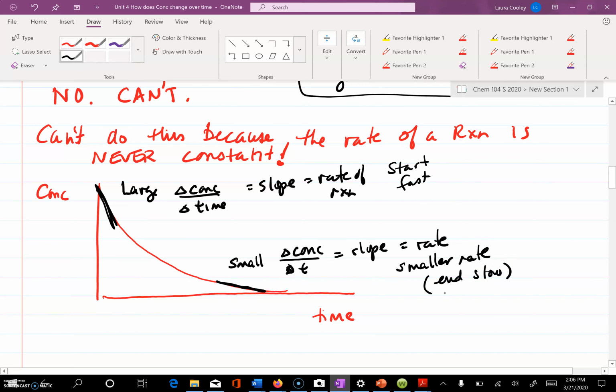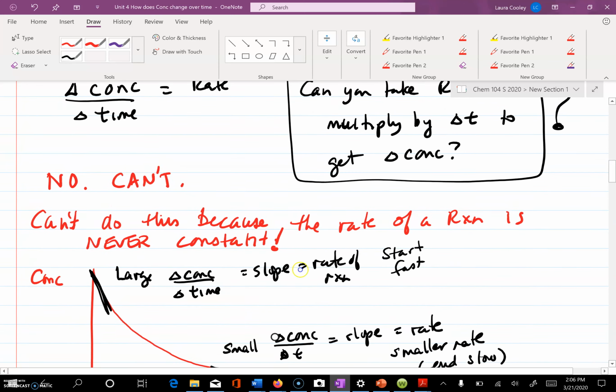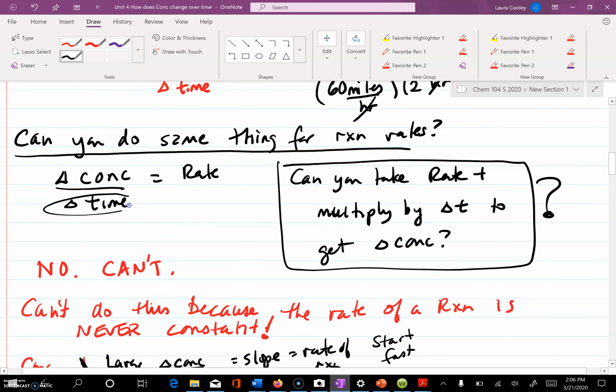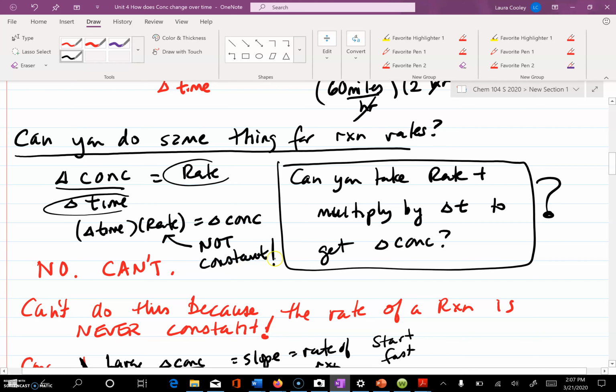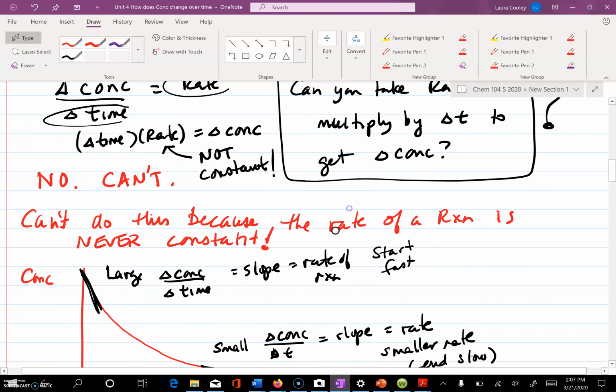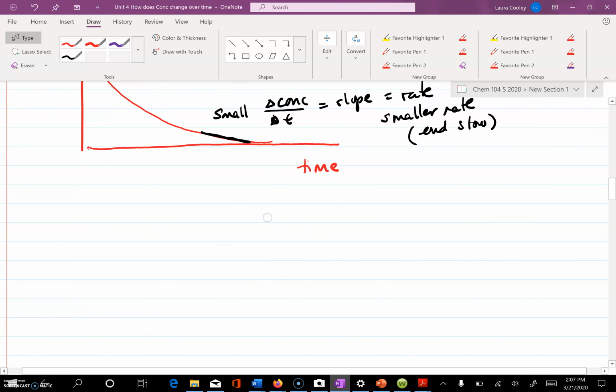Okay, so we can't use this idea that you can just multiply the change in time by the rate, because if you rearrange this equation, multiply the change in time by the rate to get the change in concentration, you can't do this because the rate is not constant. And that's a big pain, all right? So we really can't use that simple method. So what are we going to do?